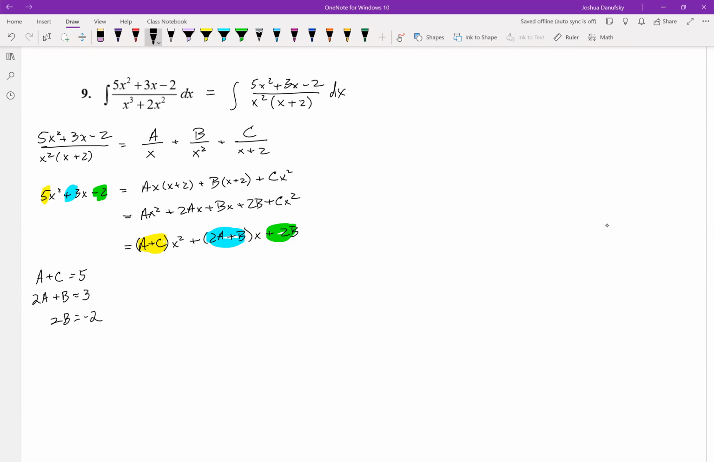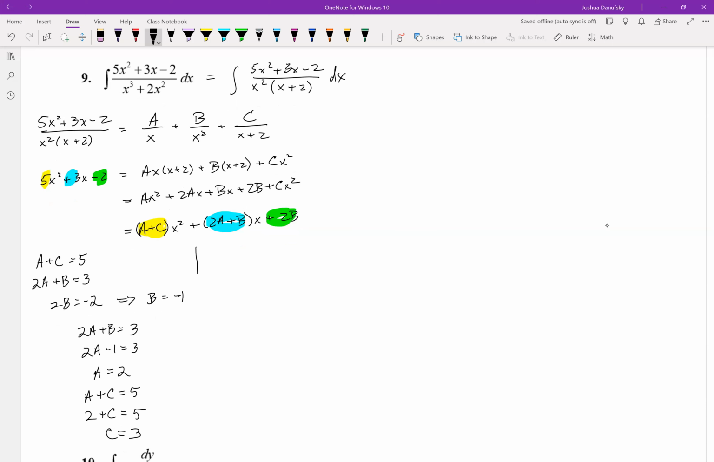These three equations would solve like this. So we have a is 2, b is negative 1, and c is 3. There's another way we could have done this. That's maybe a little more efficient in this case.